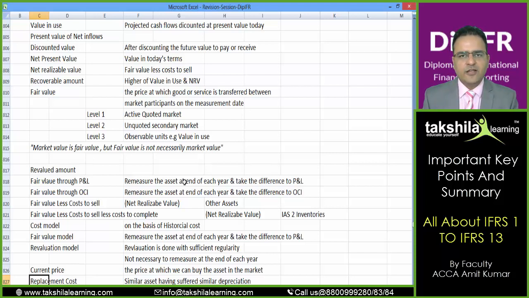IFRS 14 is not part of the syllabus. We'll be discussing IFRS 15 and 16.